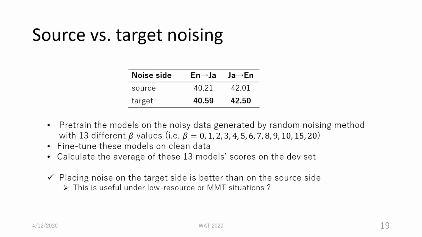We investigated how the score is affected by whether the noise data for pre-training is on the source side or the target side. From this table, placing noise on the target side is better than on the source side for both directions. Although it is unclear why the noisy data on the target side is effective, we infer this setting is useful under low resource or MMT situations.